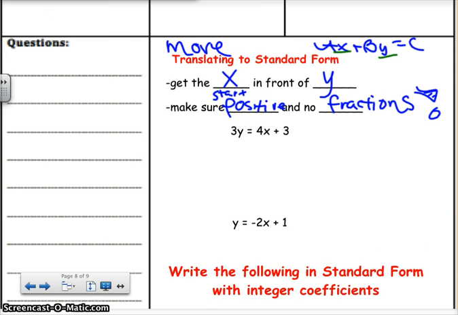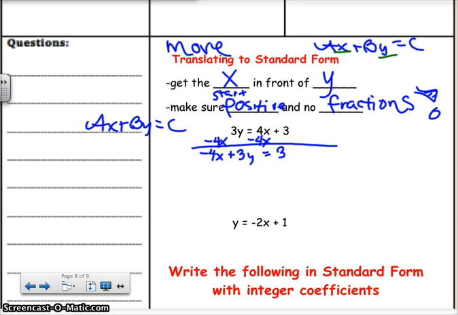3y equals 4x plus 3. That is not in standard form. I need ax plus by equals c. So I need the x in front of the y. So this is a positive 4x. To get that over to the other side, I'm going to subtract it. Notice how I put it to the left because I want it on the left-hand side. So this is negative 4x plus 3y, because that's a positive 3y, equals 3.